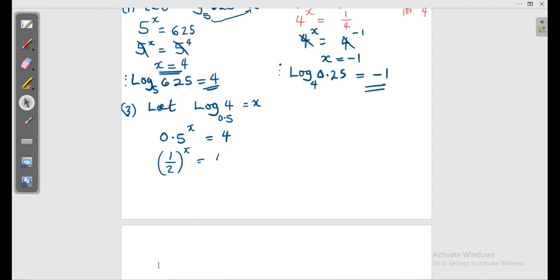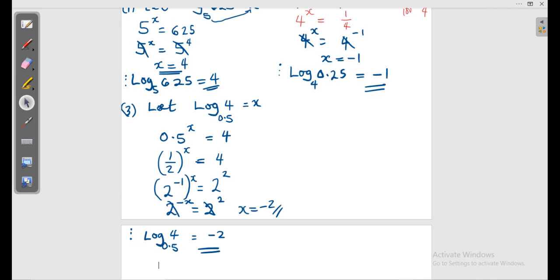Now, you have to make the bases on both the left and the right the same. So 1 over 2 is the same thing as 2 raised to power minus 1. So this is 2 raised to power minus x is equal to 2 squared. 2 will cancel out 2, and that means x is negative 2. So if x is negative 2, then I can conclude that log 4 base 0.5 is equal to minus 2.